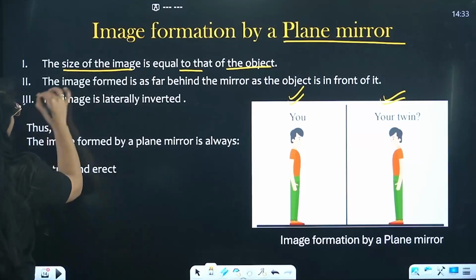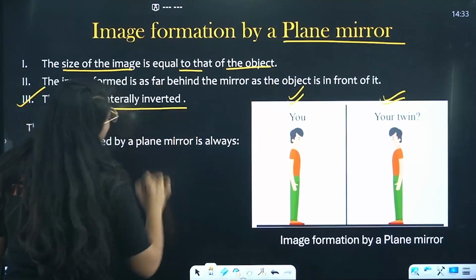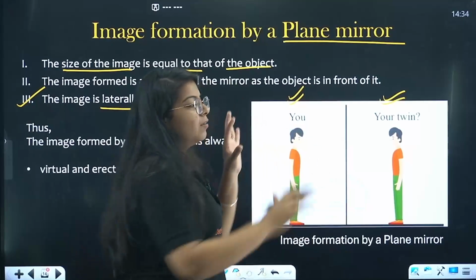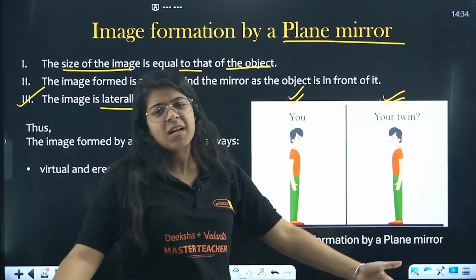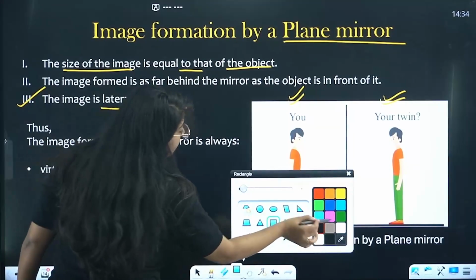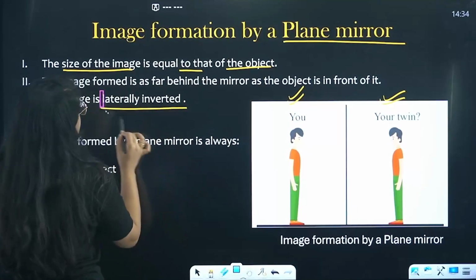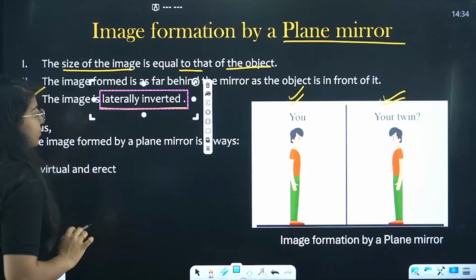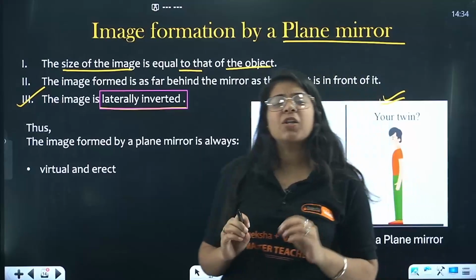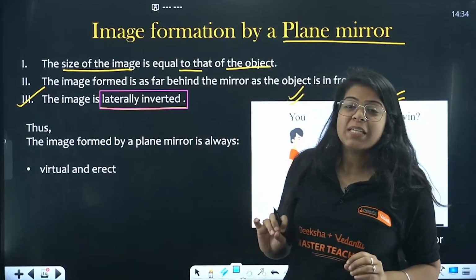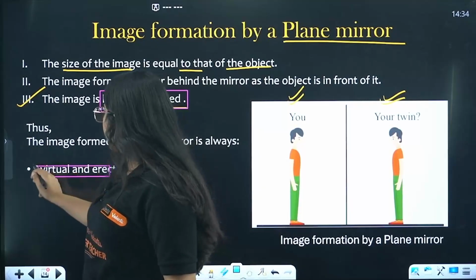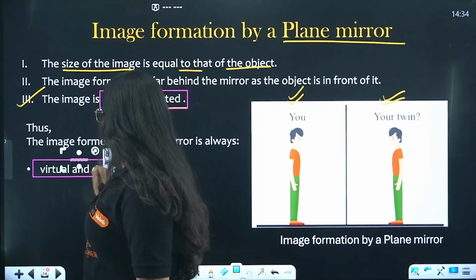Then beta, the image is laterally inverted. That means my left hand will look like my right hand and my right hand will look like my left hand. That is pretty much clear. We know that is true, but the word for that is laterally inverted. Now beta, one more thing you have to remember, and I will explain in detail what virtual and erect mean, but let's move on to concave mirror for now. You will understand this better in the concave mirror and convex mirror part.